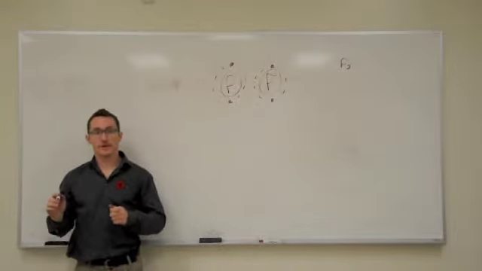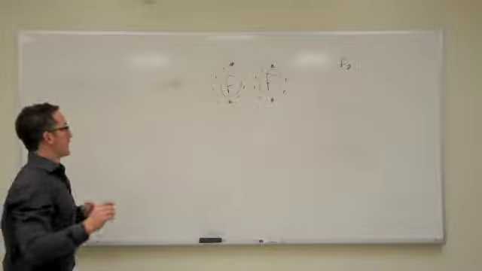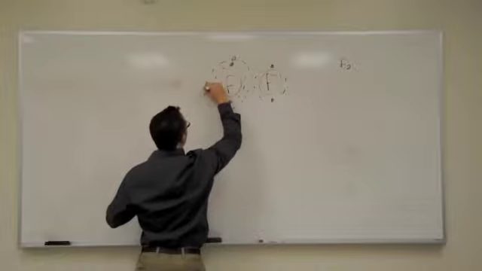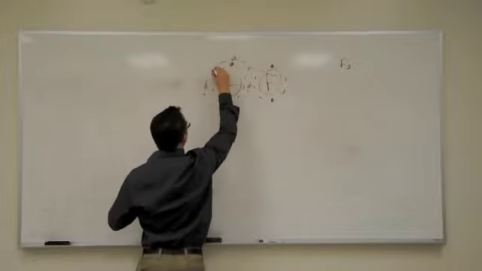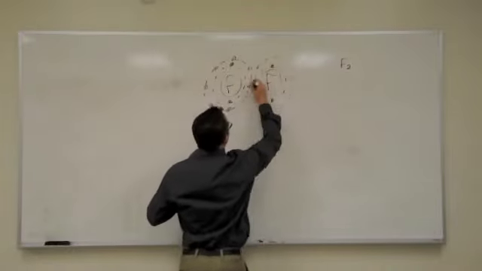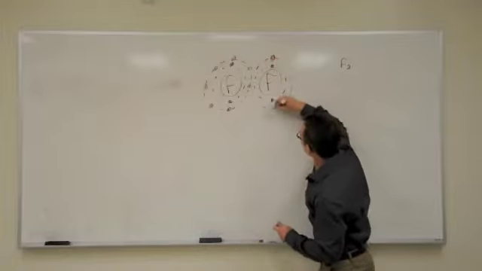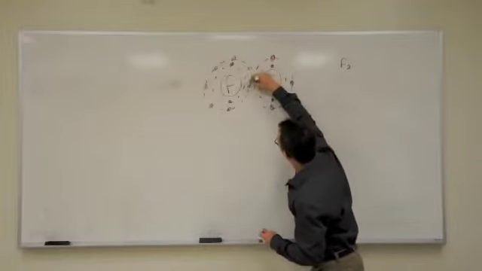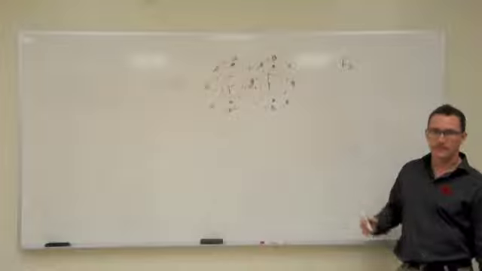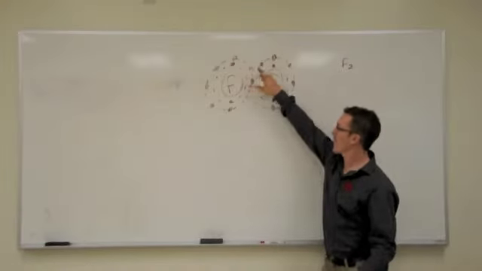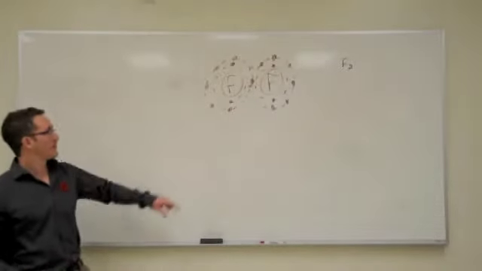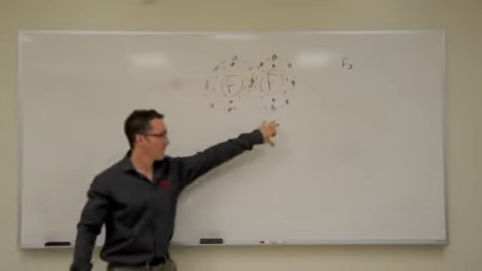How many valence electrons in fluorine? It's group 7. 7 valence electrons. 1, 2, 3, 4, 5, 6, 7. The next fluorine, 7 valence electrons. 1, 2, 3, 4, 5, 6, 7. Notice the overlap here. Both of these electron pairs are now going to rotate in this fluorine's valence shell and this fluorine's valence shell, therefore completing the needs for the octet rule here and here. Both of these are happy.